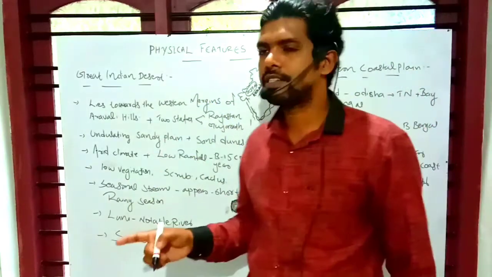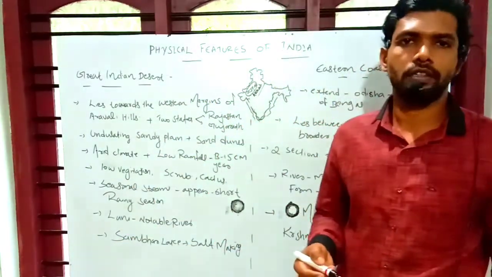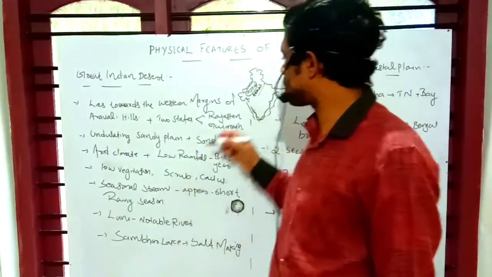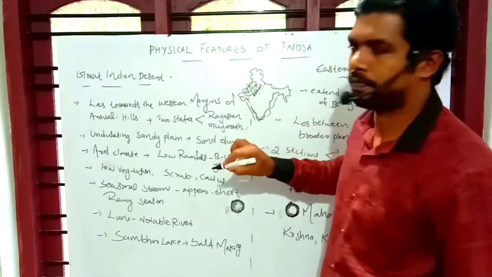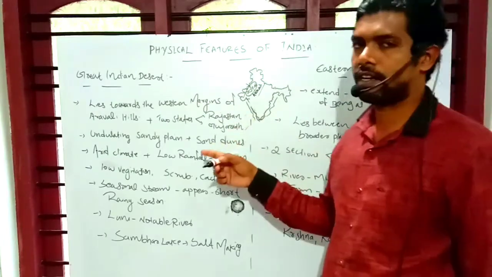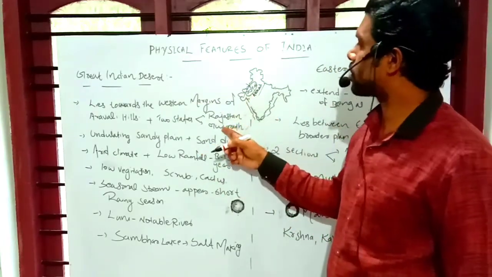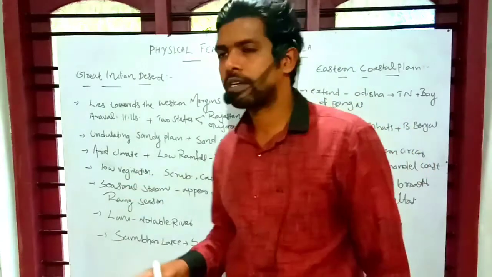The Indian desert covers two major states in India: Rajasthan and Gujarat. This is Gujarat and this part is Rajasthan. The major part is covered by Rajasthan, and some small part of Gujarat also covers the Great Indian Desert.